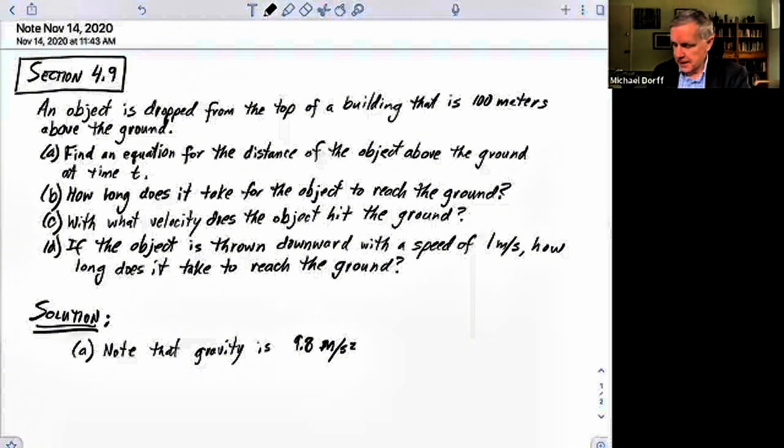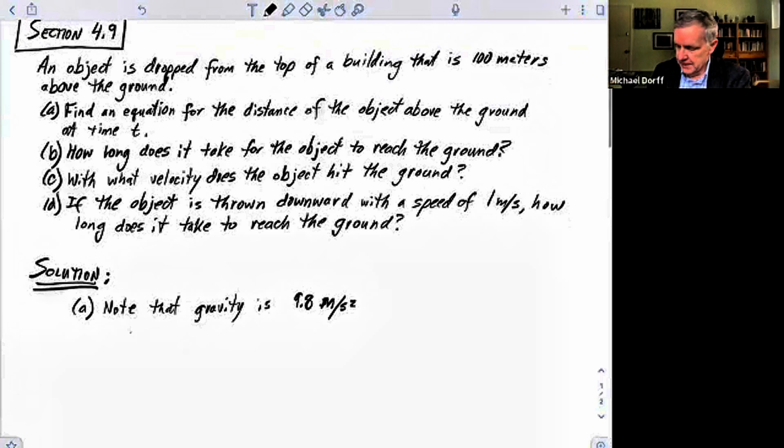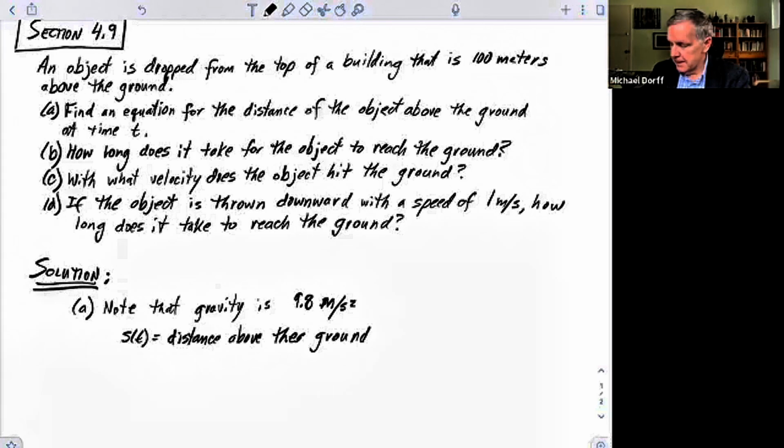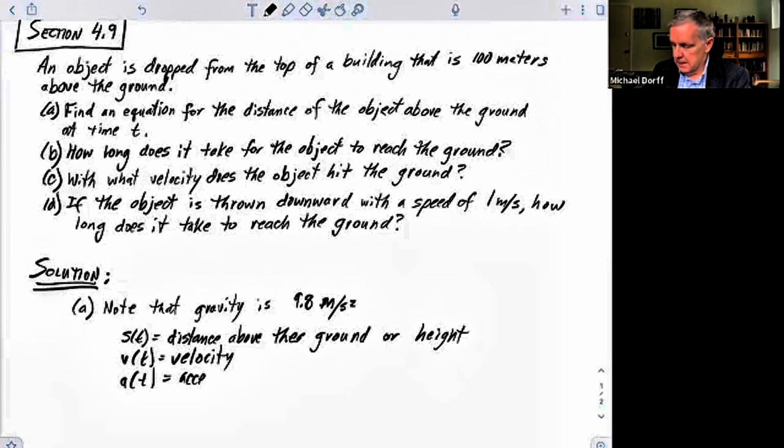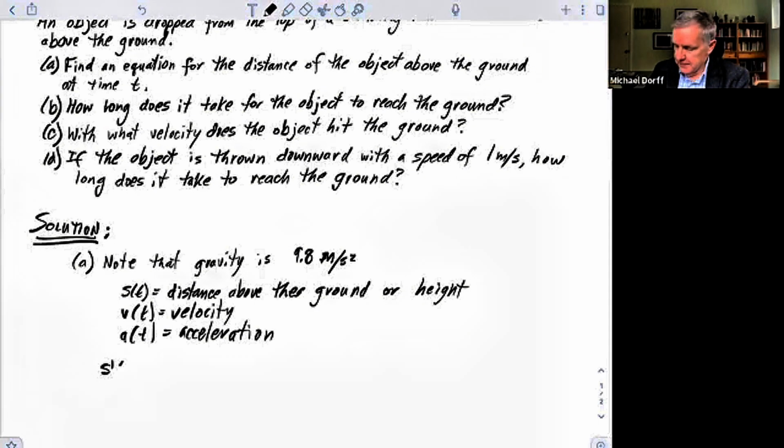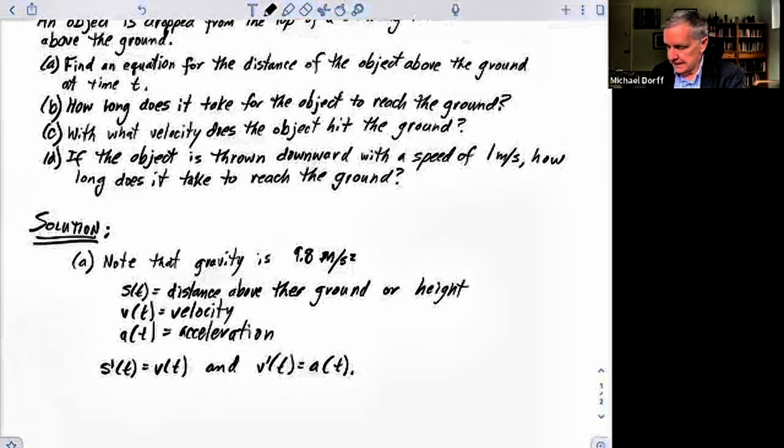Also, I'm going to use the fact that we have three types of equations. We have S of t, so this is like distance above the ground, or height, if you want to think about that. V of t is velocity of the object, and A is acceleration. And we know from before that the derivative of S equals velocity, and the derivative of velocity equals acceleration. So we're going to use those ideas here.